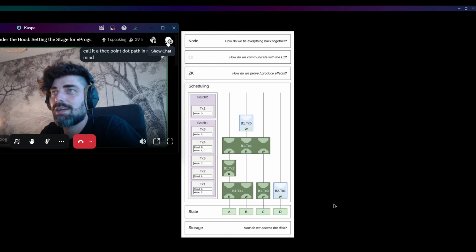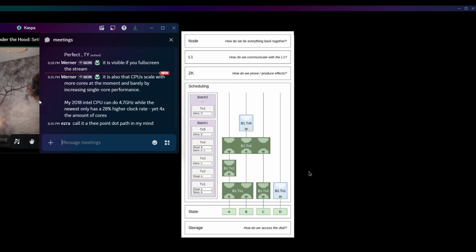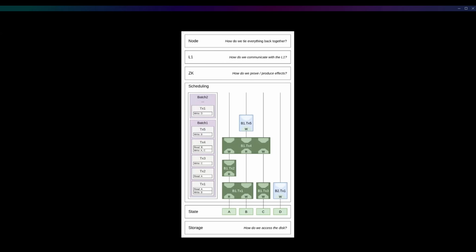Just imagine, I don't know, you plan a dinner for your friends or something, and it's pretty clear that you can only eat the dinner after you've cooked it, right? So you need to wait for the food to be cooked before you can eat it. So you cannot parallelize these tasks. They're just strictly dependent on each other.